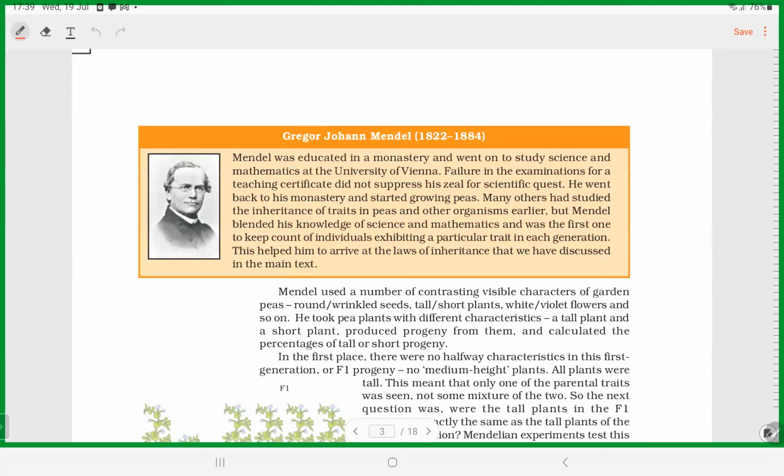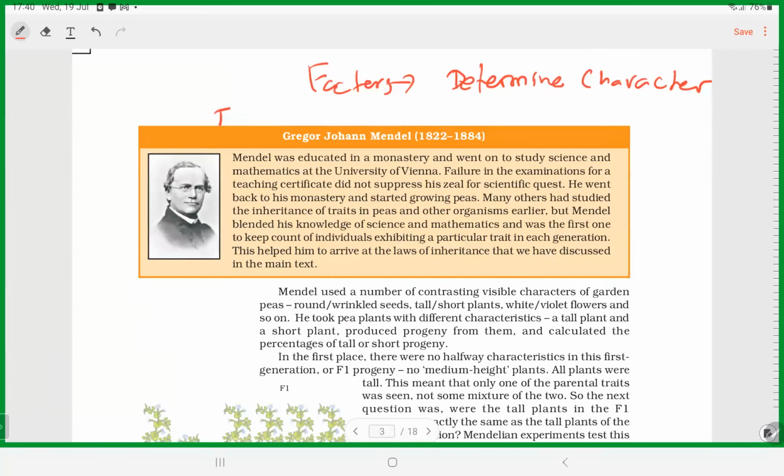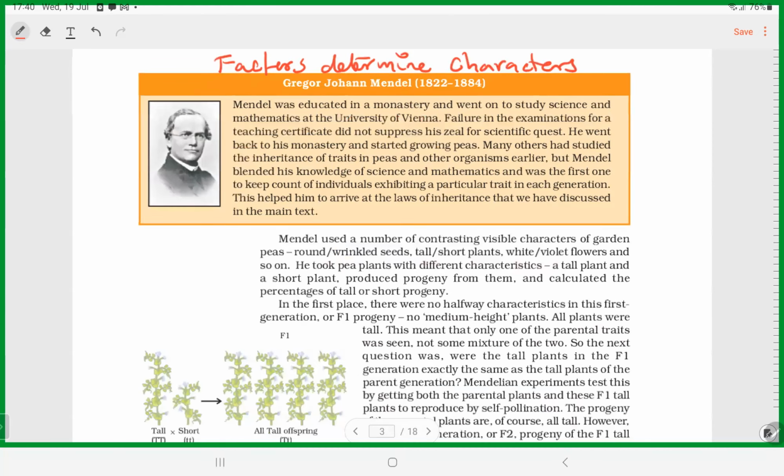Can you see now? Only 50% you saw. Okay, means factors determine characters. Can you see? Factors only determine characters. That's the final conclusion he gave.